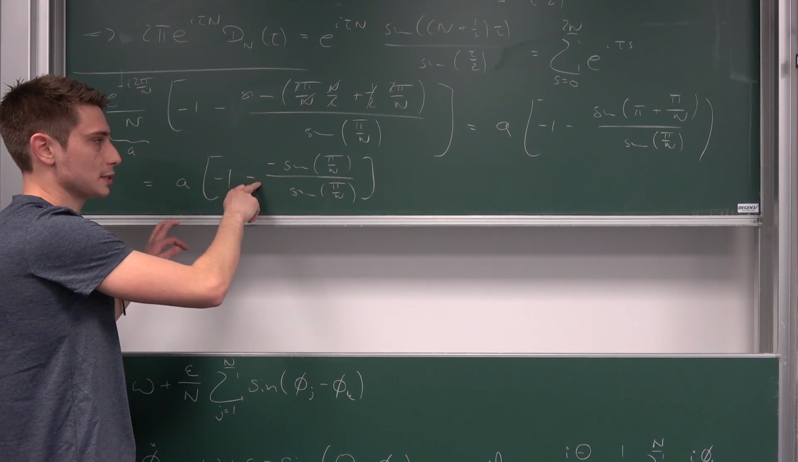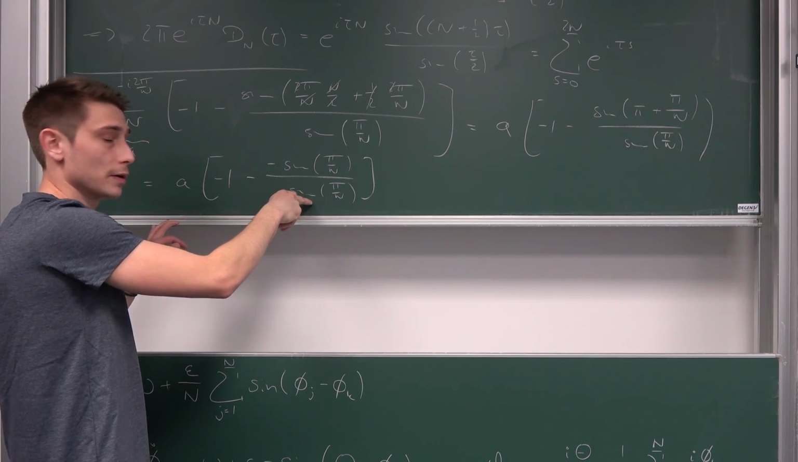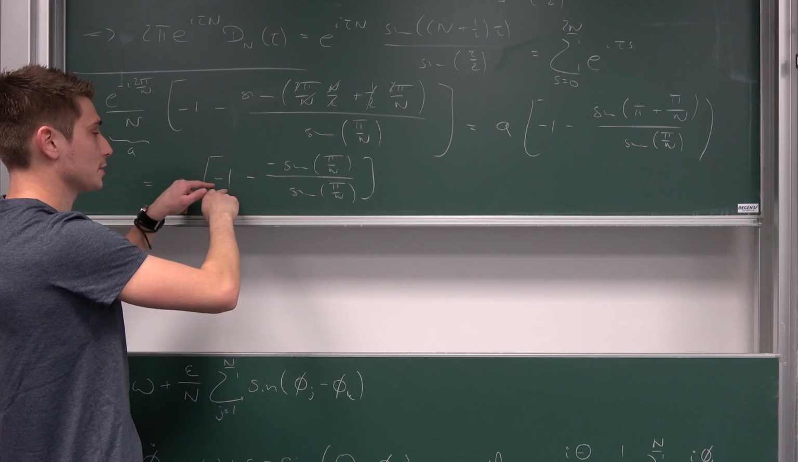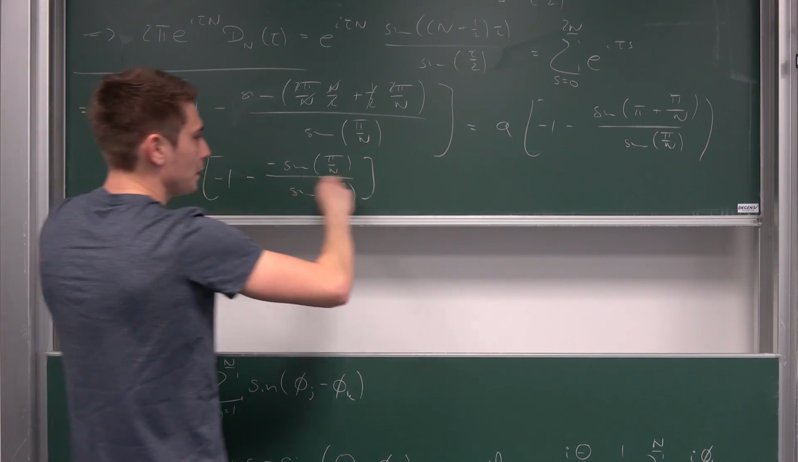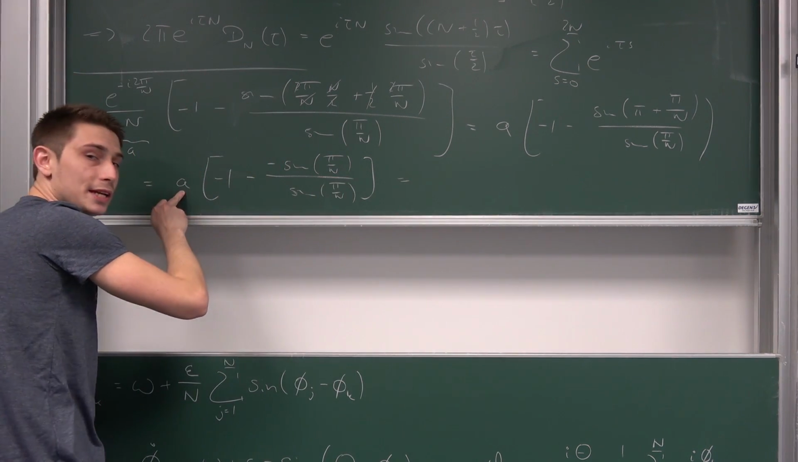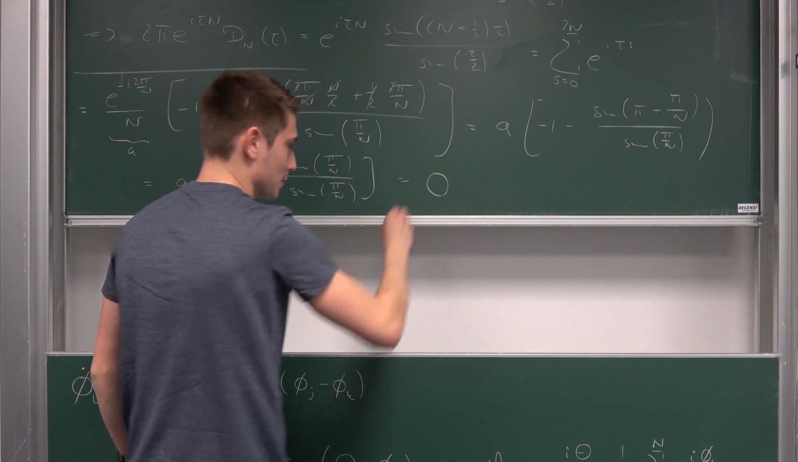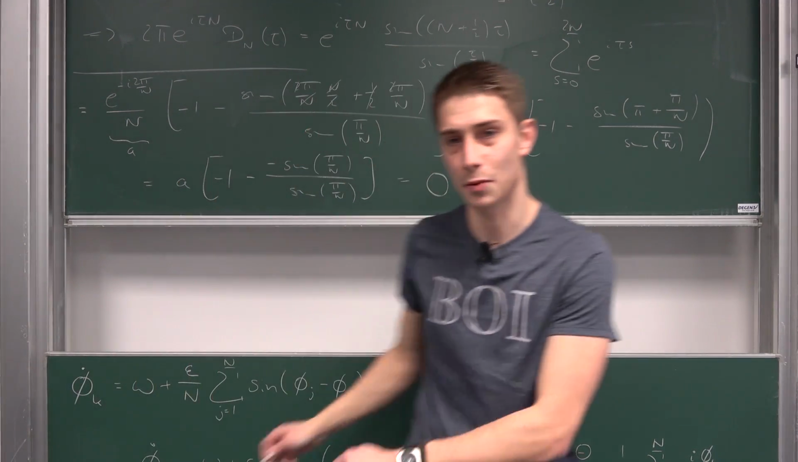-1 is going to be +1. Sine of something over sine of something is just 1. So this is -1 plus 1 giving us 0. Some real number times 0 is just 0. So this is going to evaluate to 0.